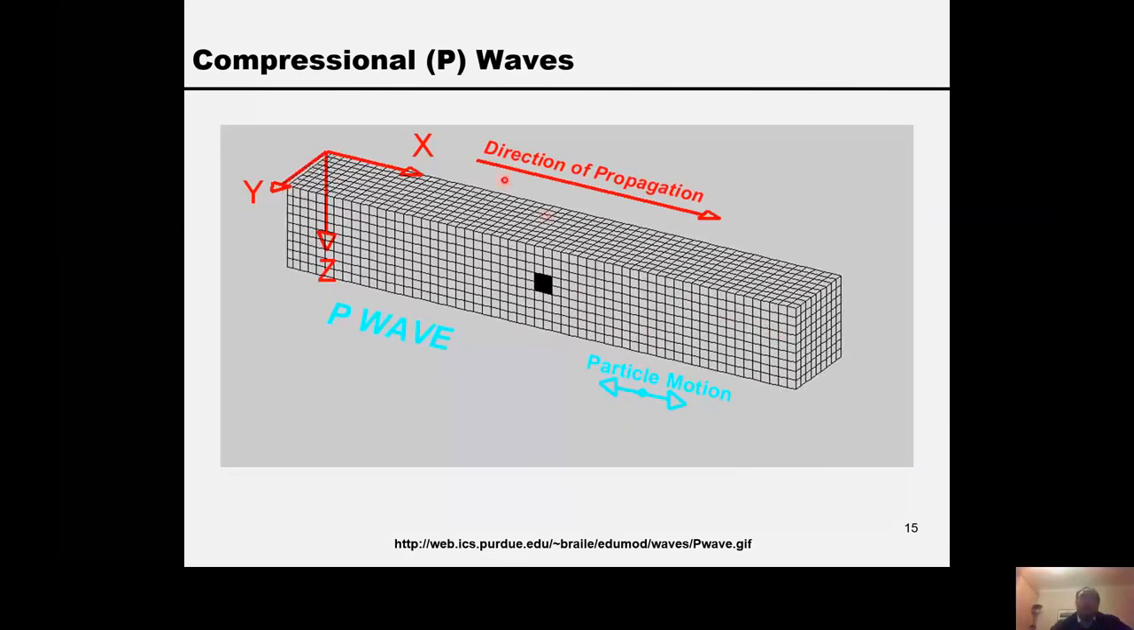The travel direction of the wave is from left to right, and the particle motion also follows this direction. That's called a compressional wave, the compression and explosion.